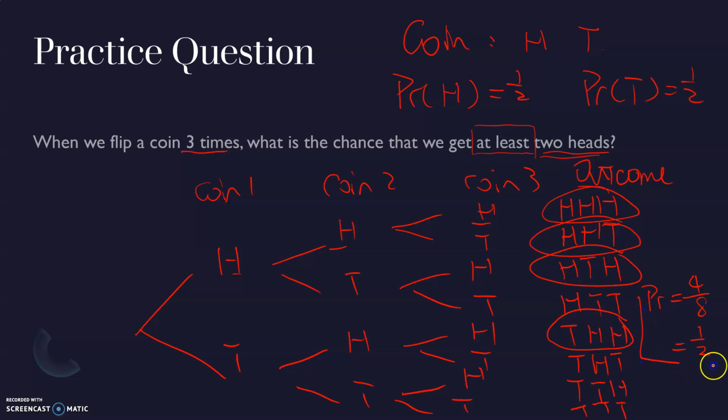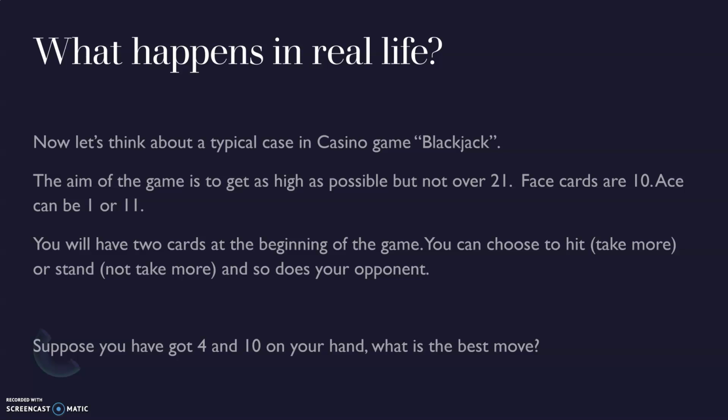Okay, so this is a really typical example. If you're not sure, you can go through the tree diagram yourself and try to think about this question. Okay, so we're going to push this a little bit further. Now, the last thing we talk about is more of a real life and complex issue. So let's think about a typical game called Blackjack.